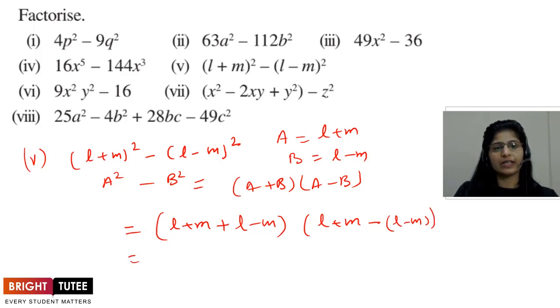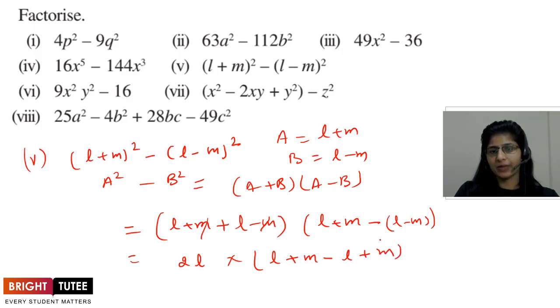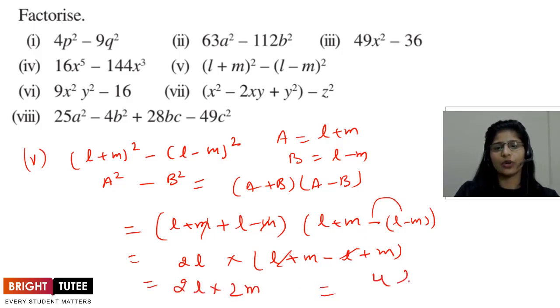So a plus b is L plus m plus L minus m, and a minus b is L plus m minus (L minus m). Okay, so what we will write: L plus L is 2L, m and m got cancelled, into we have just L plus m minus L plus m. This negative sign will change the signs inside, so L and L will get cancelled. We have 2L into 2m, that is 4lm. So this is the factorized form of it. Okay, the last form of it.